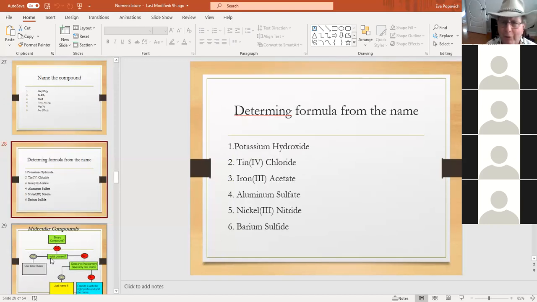Now we have to go the other way. We were able to name the compound from the formula. Now we have to derive the formula from the name. And actually, it's a lot easier going in this direction.